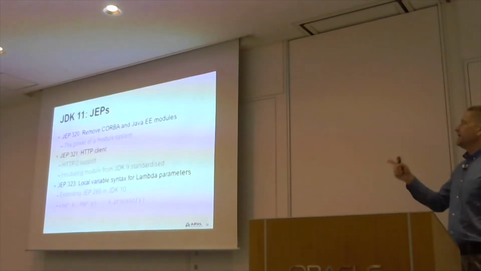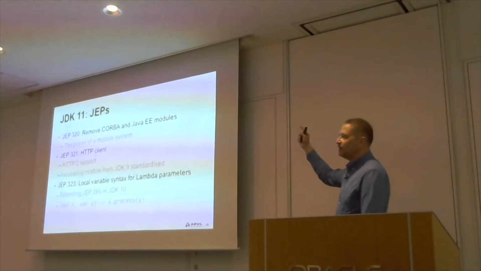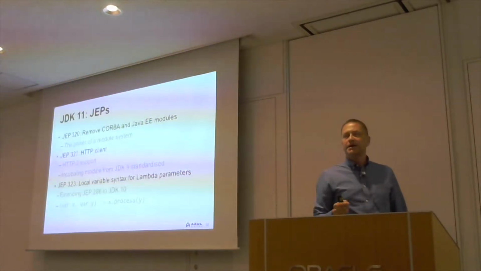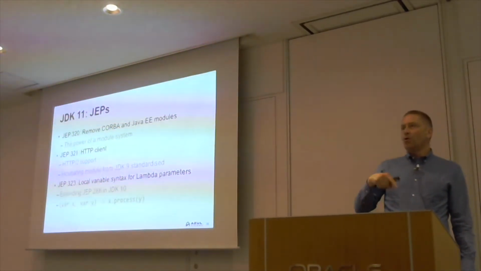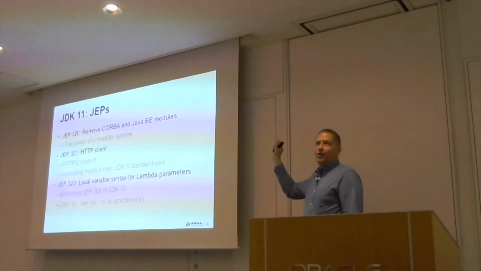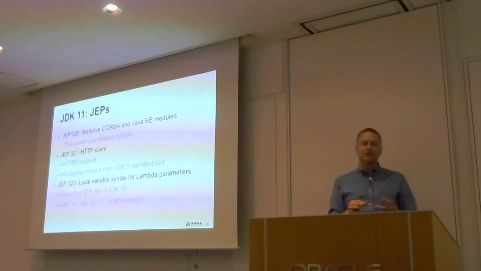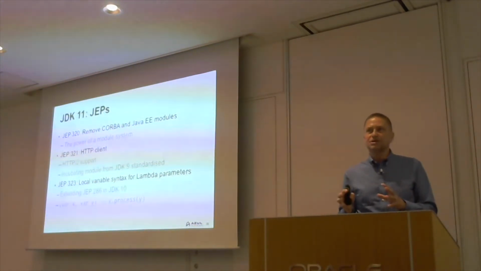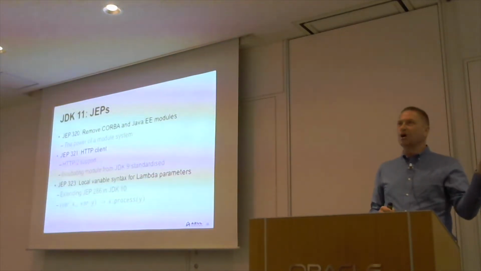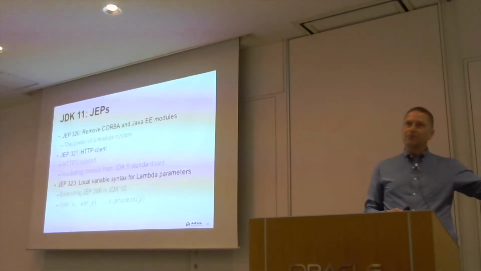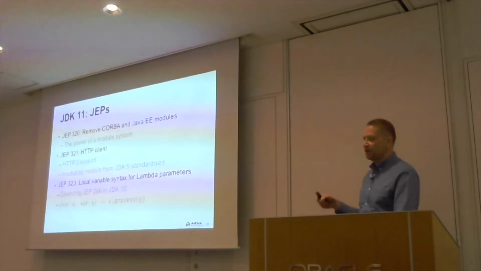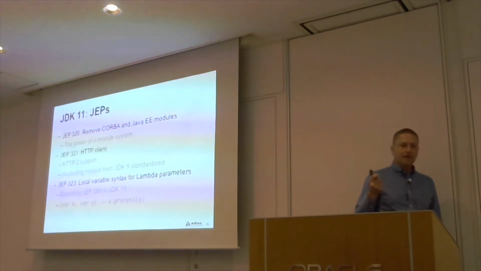Other things, yes. The Corba and Java EE modules, the ones which aren't compiled by default in JDK 9 or used by default by the JVM, are now going to be gone as of JDK 11. This is the nice thing about having a module system. By breaking things up, it's much easier to take out these old features and have them removed in a nice clean way. So that's happening with Corba and those other Java EE modules.